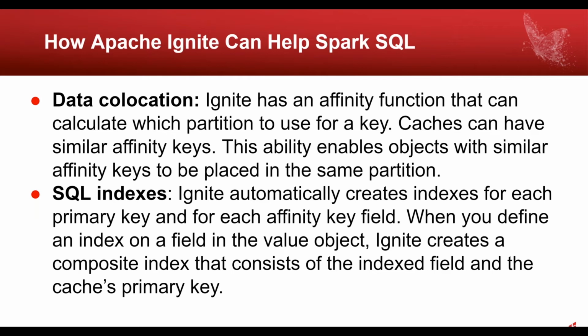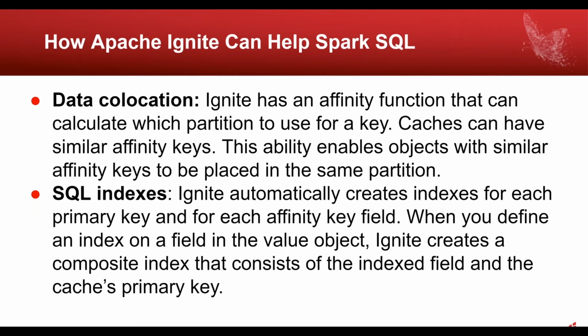So person entries and company entries with the same values of the fields used in the join will be located in the same partitions. So in Apache Ignite, it works out of the box, and you should not spend your time on this repartition method. Another bonus is SQL indexes.